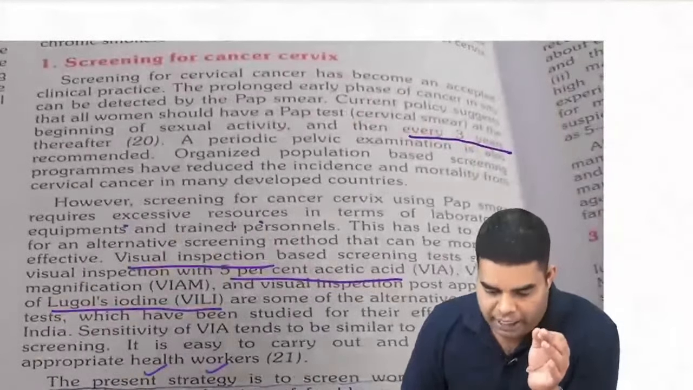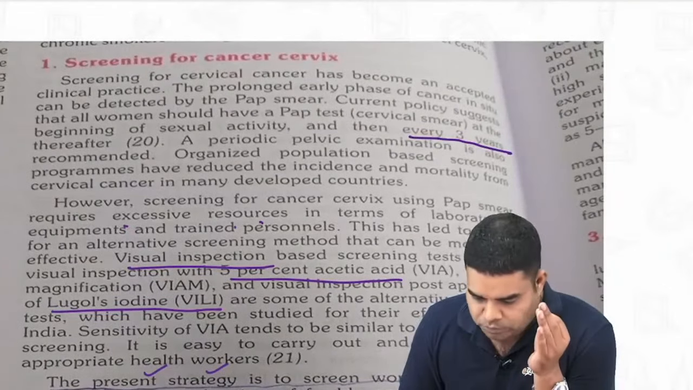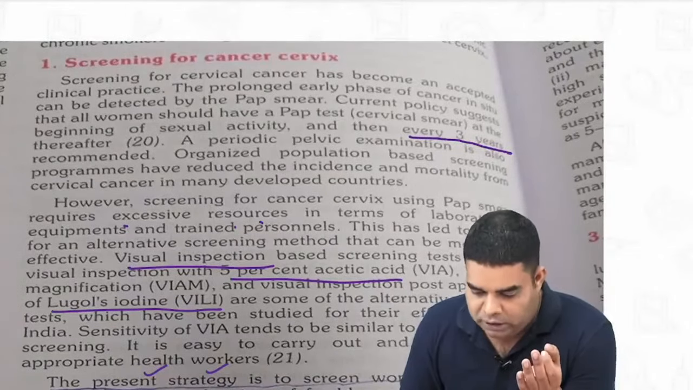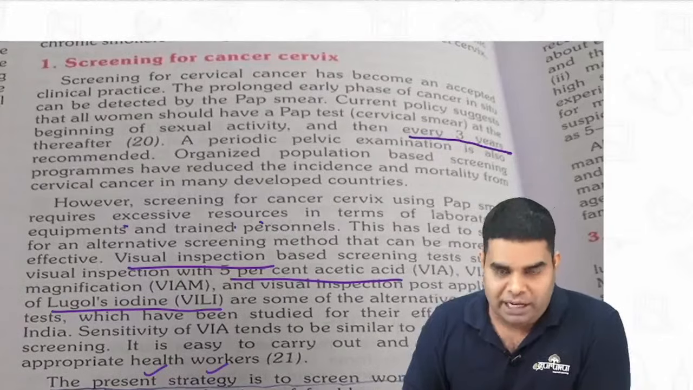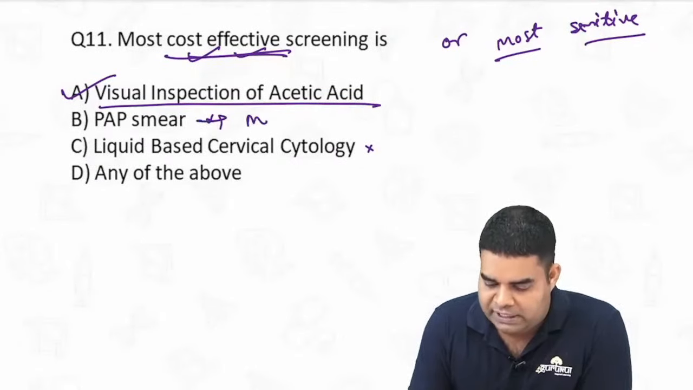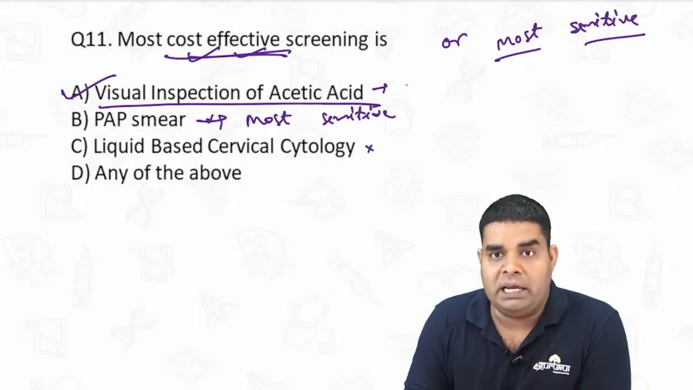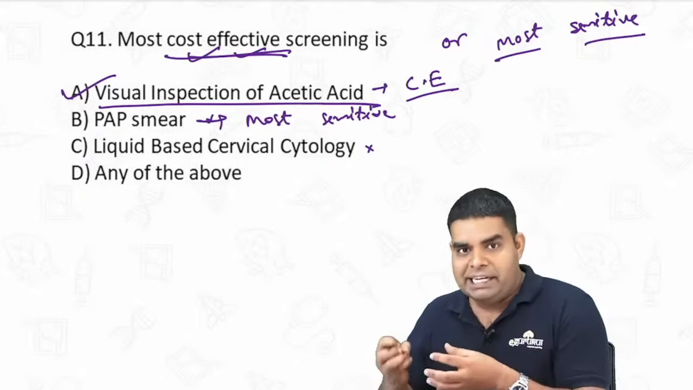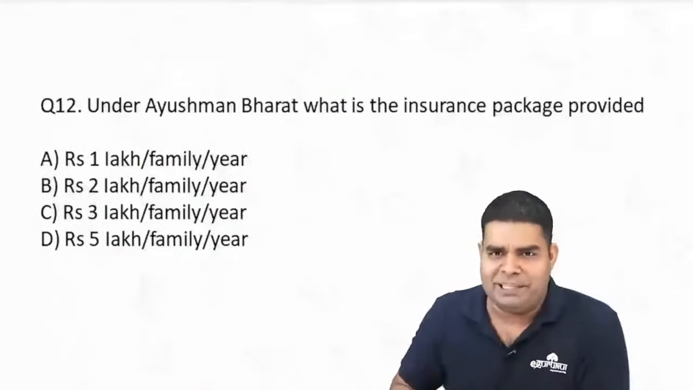method of screening. Now let's discuss what is the most sensitive. The most sensitive is definitely pap smear because it can detect all the cases and there is less chance of missing out, because we are using cytology. So remember, pap smear is most sensitive and inspection by acetic acid is most cost effective. We know what is cost effective: putting less money, getting maximum output. Now the next question is very simple, the simplest question I think.